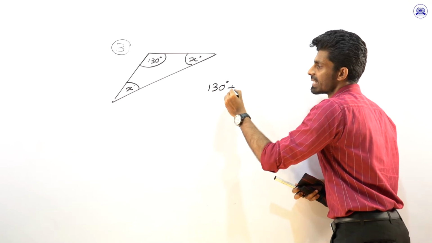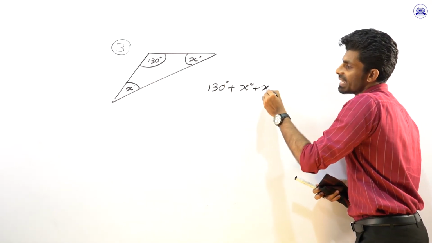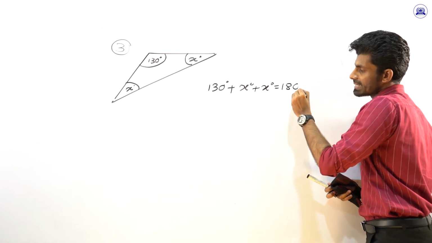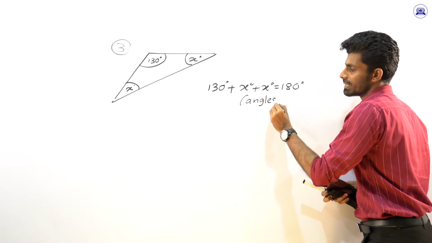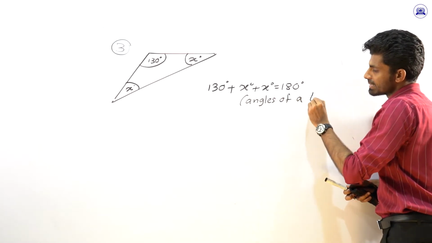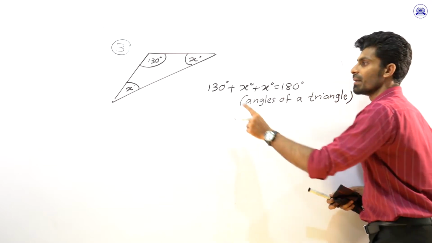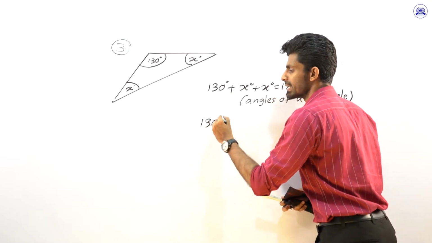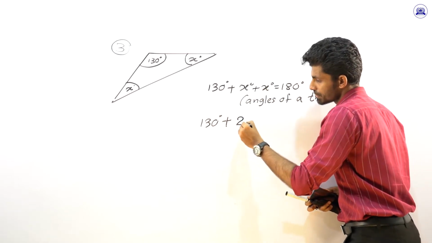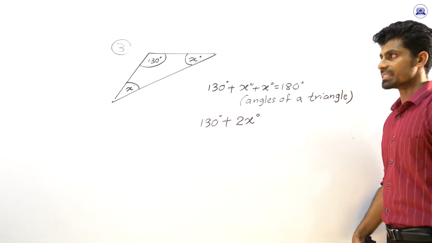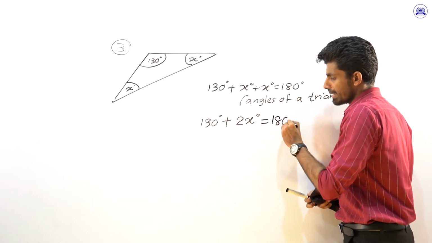130 plus x equals 180. What is the reason? Angles of a triangle. Right? 130 plus x plus x equals 2x, so 130 plus 2x equals 180.